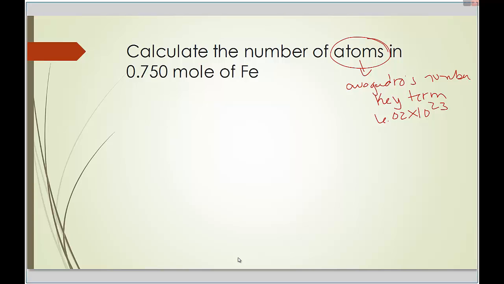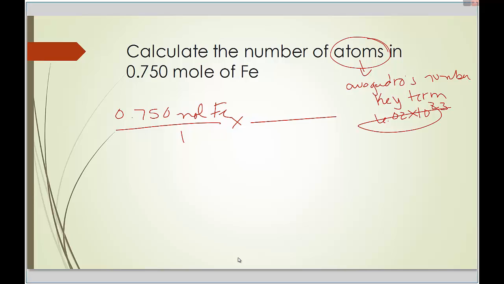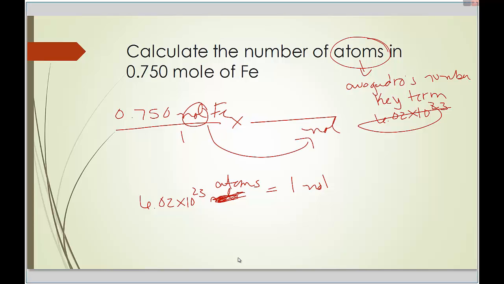Okay, so from here, 0.750 moles of Fe over 1. Avogadro's number will be 6.02 times 10 to the 23rd atoms is equal to 1 mole. I got ahead of myself, I apologize. So we have moles on top. We want to put moles on the bottom of the next one. 1 goes with moles. Then the 6.02 times 10 to the 23rd atoms goes on top.